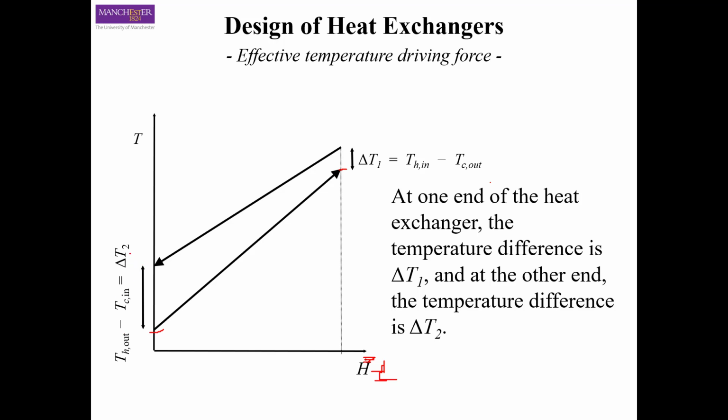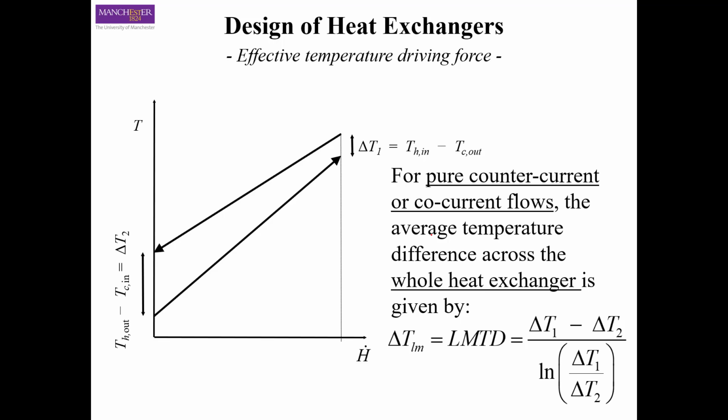So what are the delta T's available between hot and cold fluids on the two ends of the heat exchanger? And if you now put, for a pure countercurrent flow, the values of these delta T1 and delta T2 in this equation here, you can calculate LMTD, that is the average temperature over the length of the heat exchanger, and we call it log mean temperature difference.